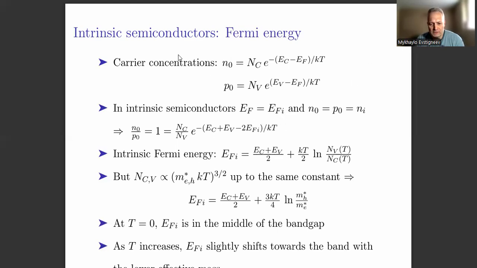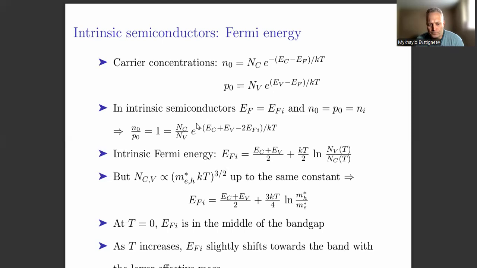So let us return to the expressions for the electron and hole concentrations, which in intrinsic semiconductors are the same. And now let's take the ratio of the electron to hole concentration, which has the value of 1. On the other hand, this ratio is the ratio of the effective densities of states, Nc over Nv, times exponential to the power negative Ec minus E Fermi, minus Ev minus E Fermi.